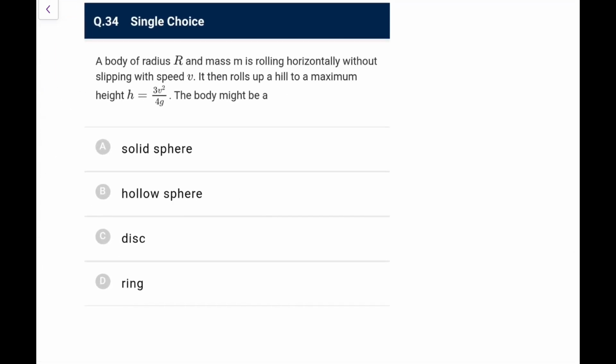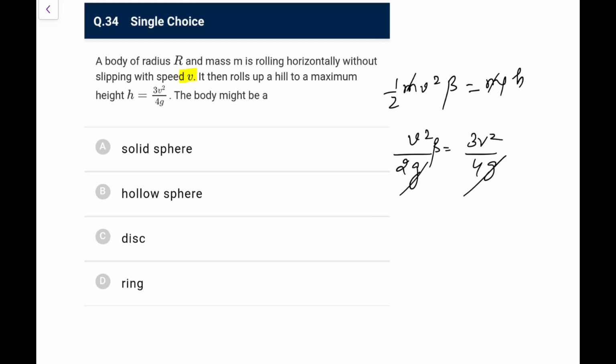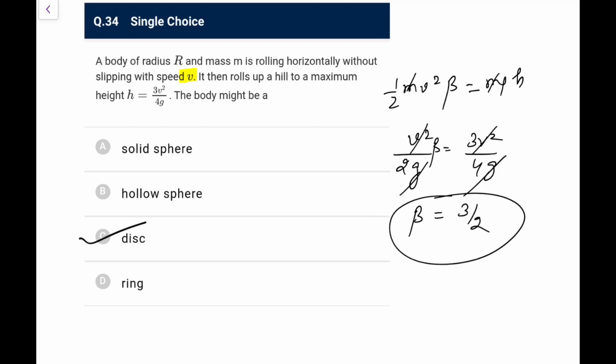A body of radius r and mass m is rolling horizontally without slipping with speed v. If it rolls up a hill to a maximum height, what might the body be? So what we can say, the loss in kinetic energy, half mv square beta, would be equal to mgh, because if it is pure rolling, the final kinetic energy will become 0. So m and m go, so v square upon 2g into beta is equal to h. H is given as 3v square by 4g, g gone, v square gone, so beta comes out as 3 by 2. 3 by 2 is for a disc or a solid cylinder, so go for option C here.